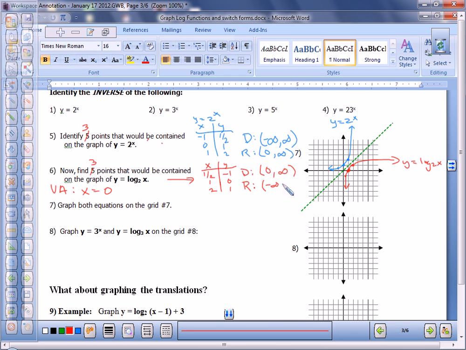Now, this one never crossed the x-axis, the exponential. But does this one cross the x-axis? Yes, it does. So we have zeros on this one. We have a 0 at 1, 0, don't we? You can clearly see that from the graph.